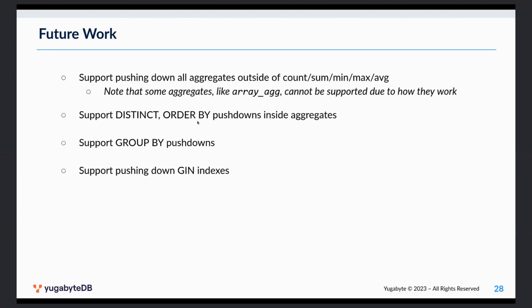Distinct and order by inside aggregates is currently disallowed. We can possibly work on that at some point. Same with group by, and GIN indexes currently aren't doing any aggregate pushdowns.